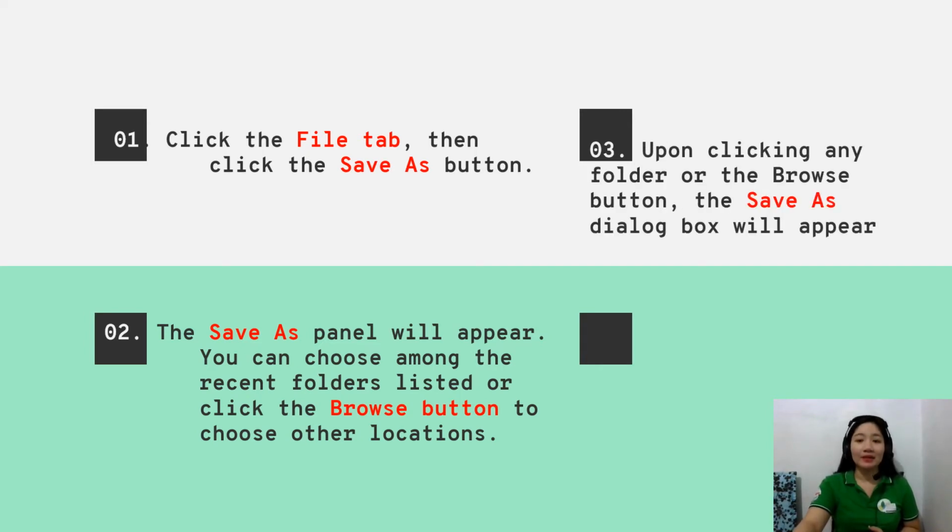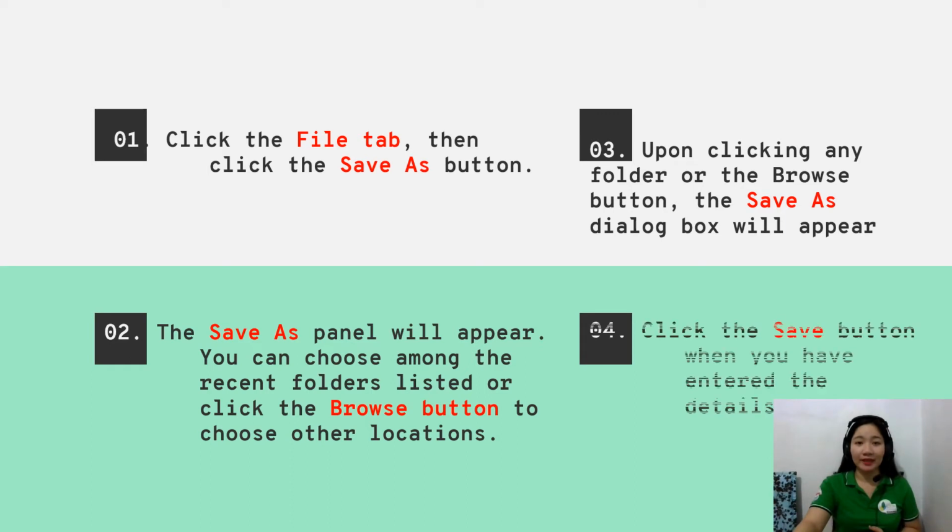Okay? Upon clicking any folder or the Browse button, the Save As dialog box will appear, asking you which location you want to save the file and the file name you want for it. Okay? Click the Save button when you have entered the details. If saving at any time after the first save, press Ctrl plus S. Again, the keyboard shortcut is Ctrl plus S, or click the Save button in the Quick Access toolbar.